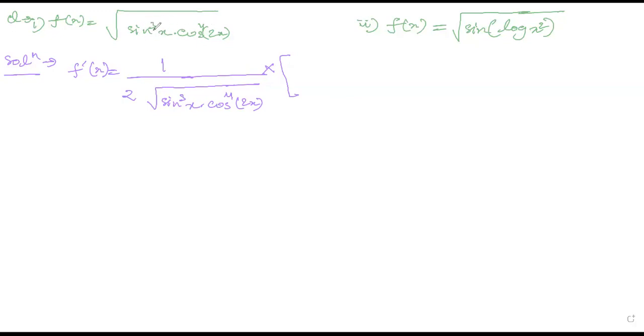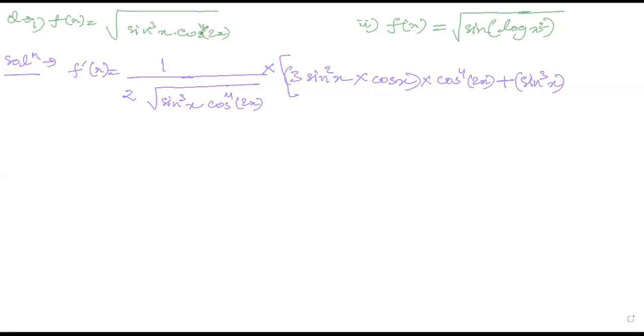Differentiating the first function, sine cube x: first is the power, so we deal with the power first. It should be 3 sine square x. After the power, we get sine x, and the derivative of sine x is cos x. So this will be the differentiation of the first function, into cos to the power 4 of 2x as it is, plus the first function as it is and the differentiation of the second.